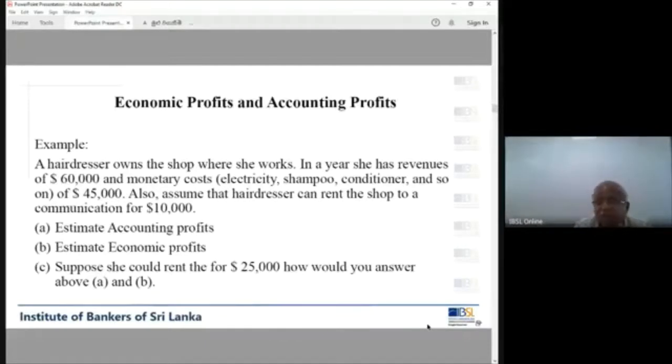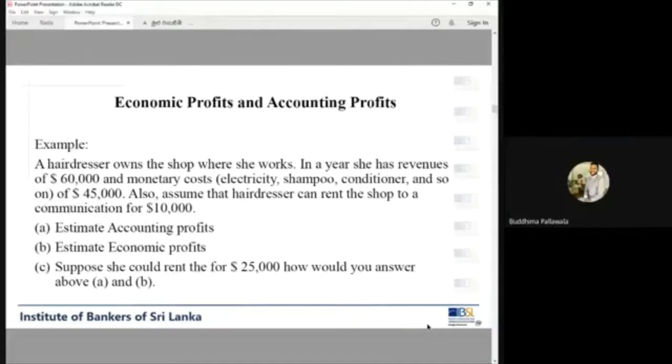Then what will happen? Then what do you recommend? I want a specific answer. What do you recommend to this lady? To run the business or do something else? What is the best choice? Tell me. Economic profit is negative, minus 10,000. Then what do you do? What is the most advisable thing? What is your advice to this lady? Tell me. Yes? Logic. Renting out for 25,000.